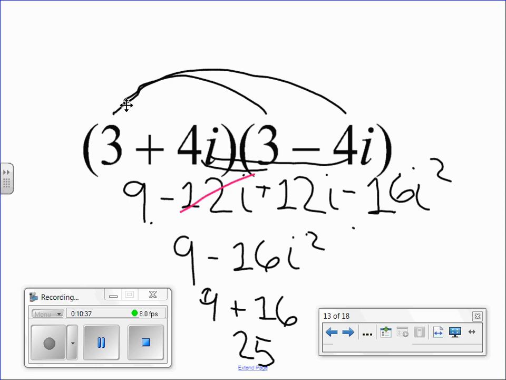Negative 12i and positive 12i do go away, so she was right saying that those add up to 0. She never quite explained what she did right here, though. This i squared gets replaced with a negative 1. And then negative 16 times negative 1 equals a positive 16. And they add up to 25. So looks good. Everybody got 25, and if you didn't, do you have any questions? Are we okay? All right.